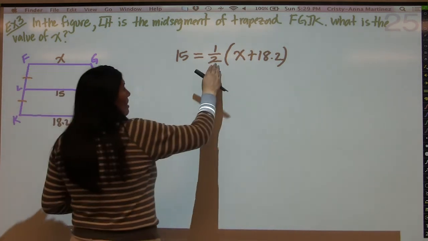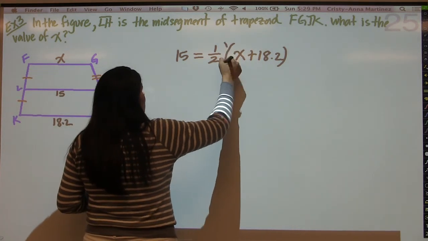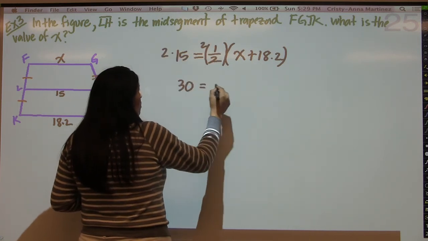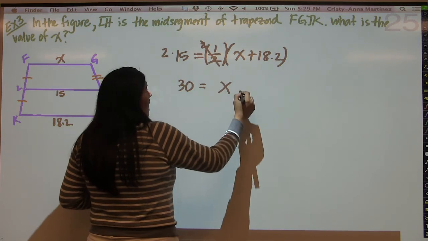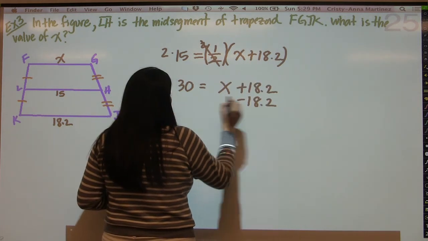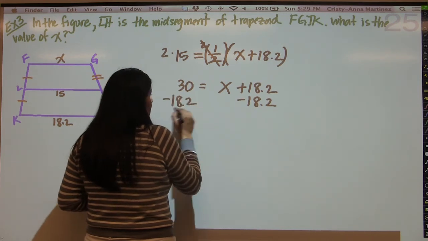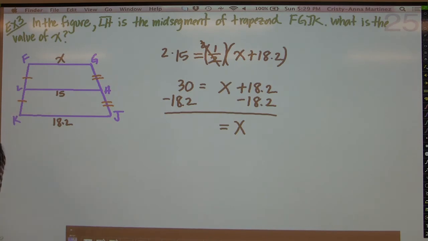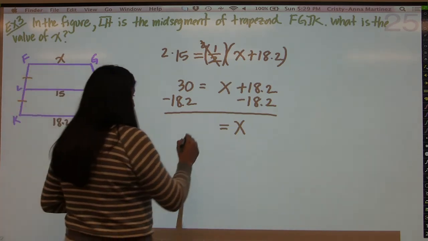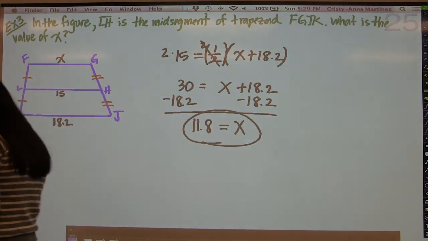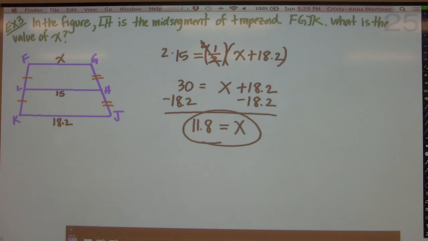Now, to get rid of the 1/2, we can just multiply both sides by 2, giving us 30 equals x plus 18.2. We then subtract the 18.2 from both sides, and we can determine that x equals 30 minus 18.2, which is 11.8. And that is how we solve for x.